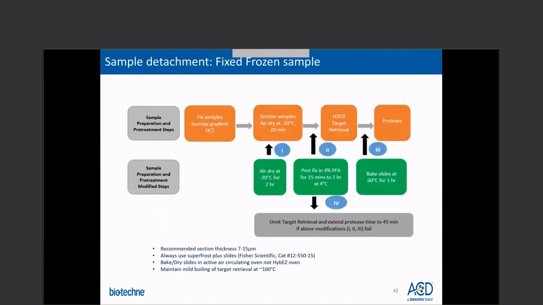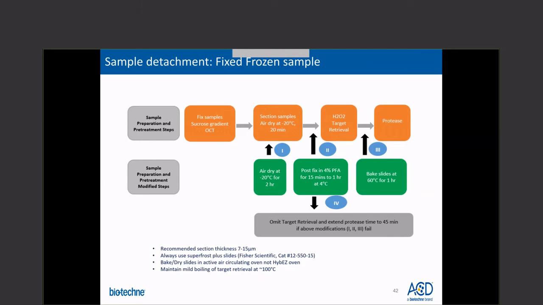For sample detachment issues with fixed frozen samples, we recommend drying the slide at 20 degrees centigrade for 2 hours after cryo-sectioning and adding a post-fixation step before the hydrogen peroxide step for 15 minutes to 1 hour at 4 degrees centigrade. We have found that majority of the sample detachment happens after the target retrieval step, and so we recommend adding an additional baking step before the protease.